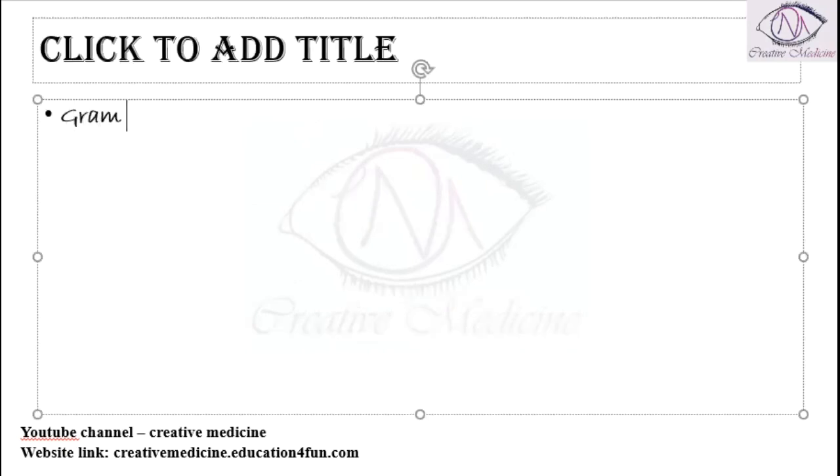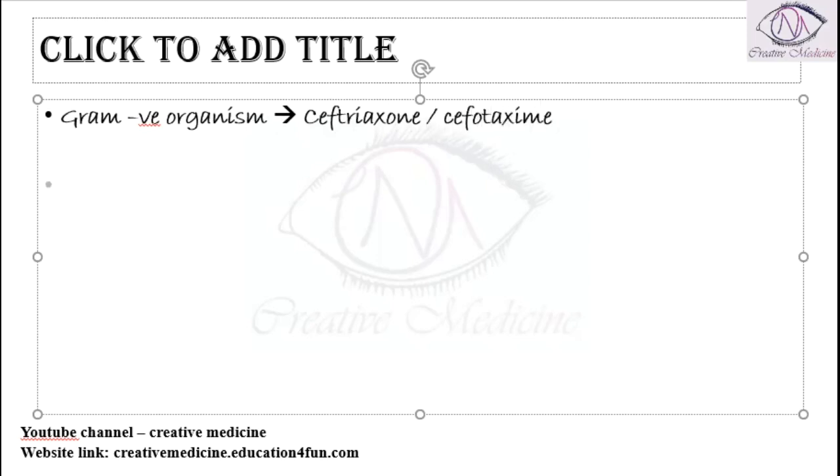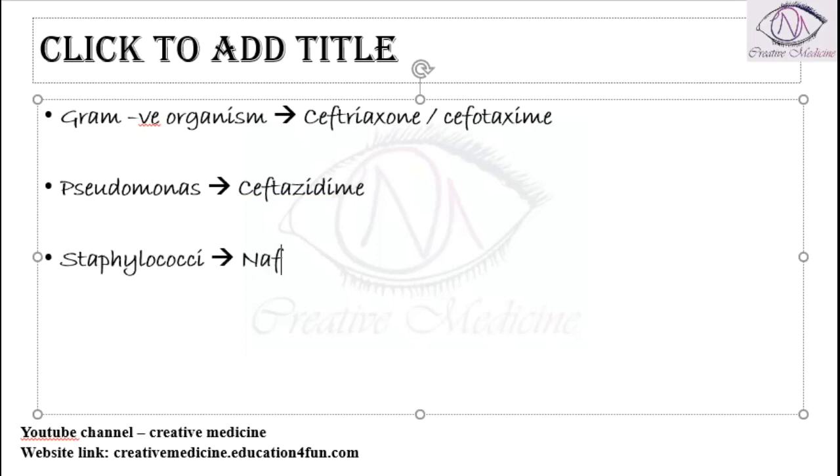Now, if the meningitis is due to gram negative organisms, in them we give either ceftriaxone or cefotaxime to the patient. If pseudomonas is causing meningitis, then we give the drug ceftazidime to the patient. If staphylococcus is responsible for meningitis, then we can give the drug nafcillin to the patient with vancomycin.